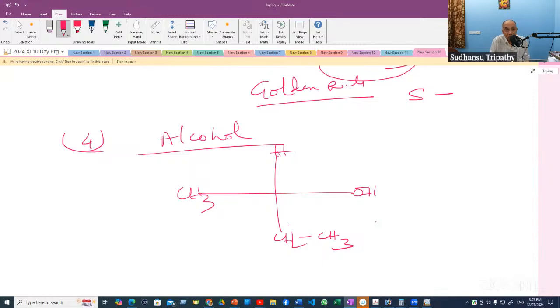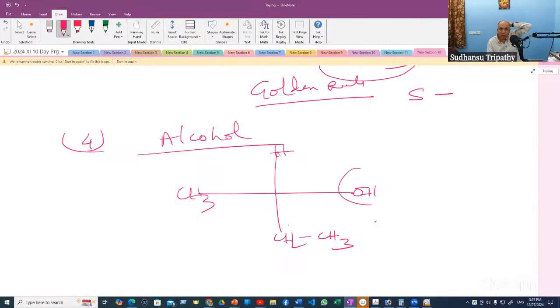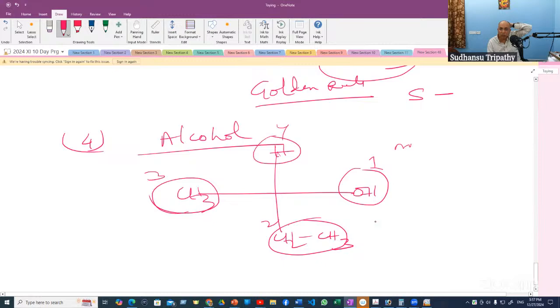And I don't know what configuration I have drawn. Sir, R. So this is number 1, this is number 2, number 3, number 4, normal rule. And this is 1 to 2 to 3 clockwise. So this is R-butan-2-ol.